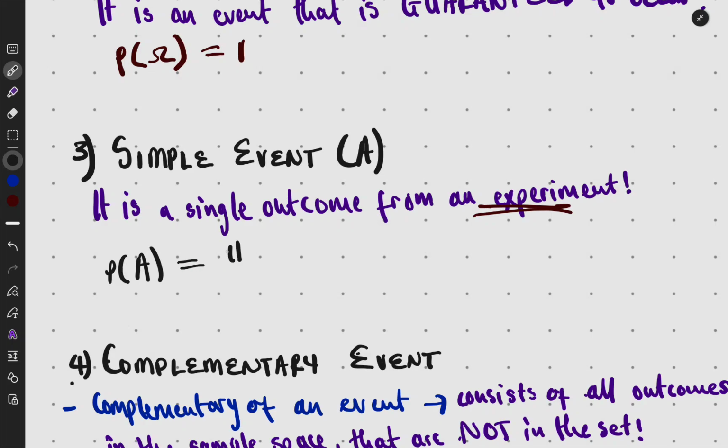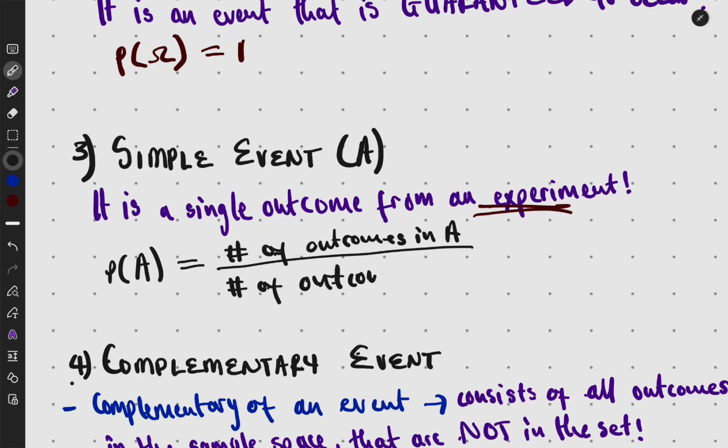It is just going to be equal to the number of outcomes that are in set A, which is the event itself. Then we divide by the number of outcomes in the sample space. Then this helps us to know the probability of that. Number of outcomes in A divided by the number of outcomes in the whole thing. This helps us to know the probability of the event.